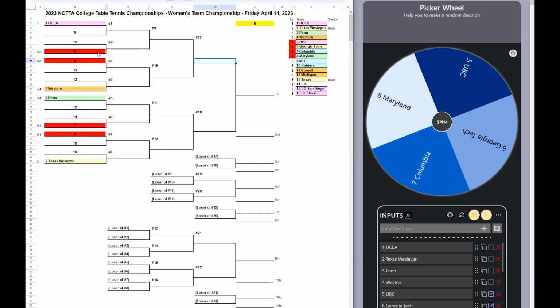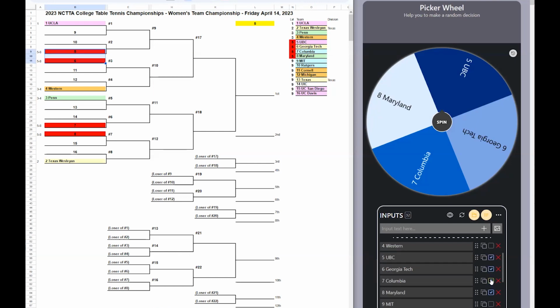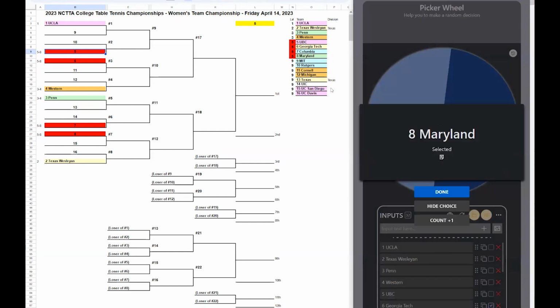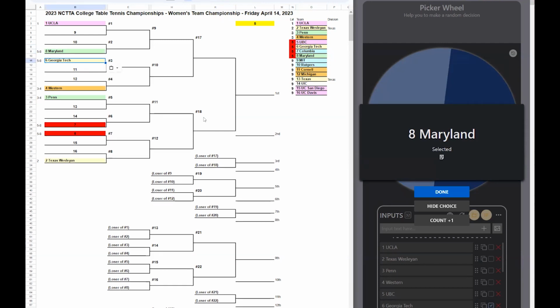So the first thing we'll draw is Georgia Tech and Maryland. They can be in either of these 2 positions. So we'll decide which of Georgia Tech and Maryland takes position 5. Maryland. Maryland is in position 5, and that means Georgia Tech is in position 6.